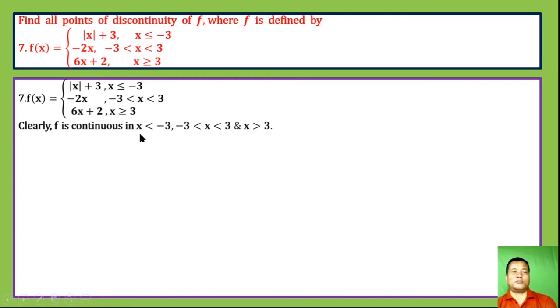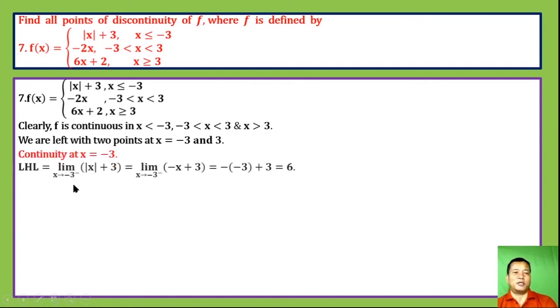Clearly f is continuous for x less than minus 3, for x lying between minus 3 and 3, and for x greater than 3. We are left with 2 points, x equal to minus 3 and 3. We have to test continuity at x equal to minus 3. The left hand limit at minus 3 is, since x is negative, modulus of x becomes minus x, a polynomial, so direct substitution gives the value 6. The right hand limit at minus 3 is also minus 2 into minus 3, that is 6.